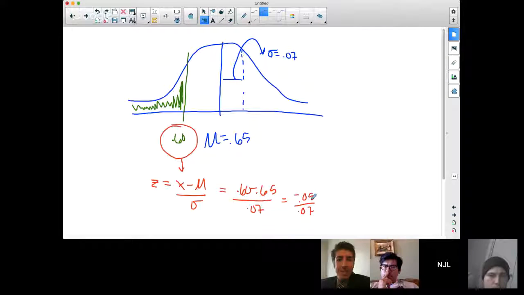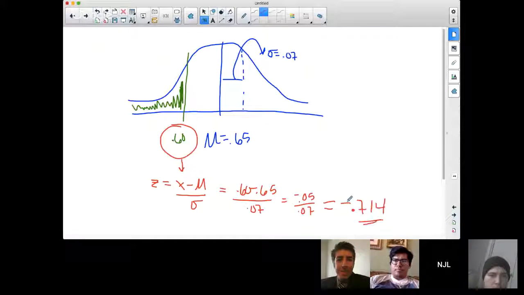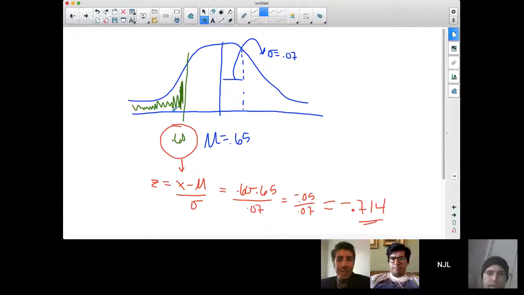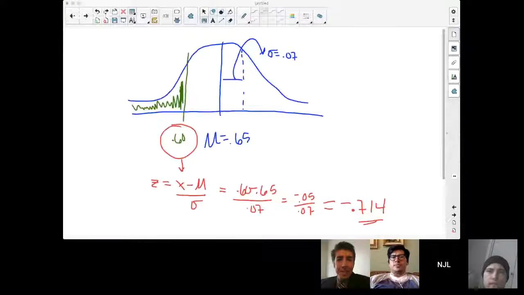And so you get negative 0.714. That tells me negative because it's to the left. And then 0.6 is equivalent to living basically 70% of a standard deviation away from the mean. Does that make sense? Right, so that's going to be our answer. No, that's our z-score.